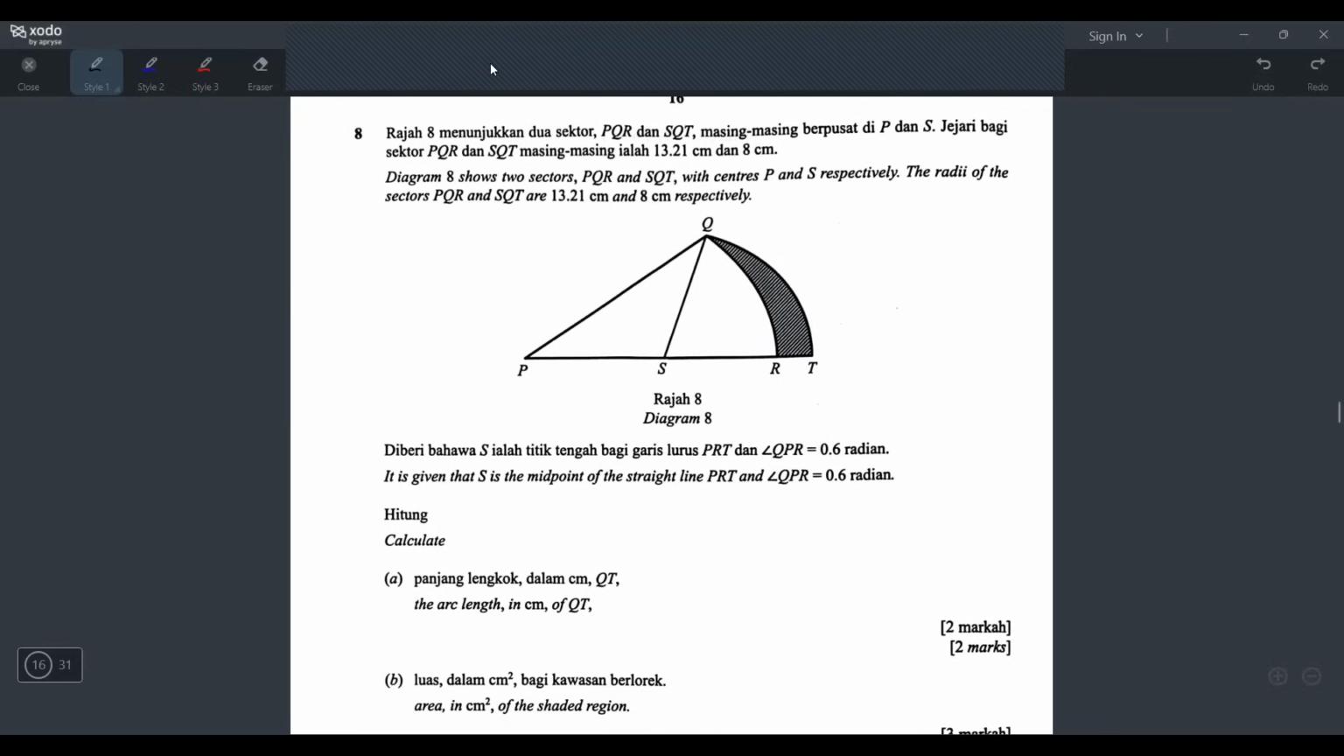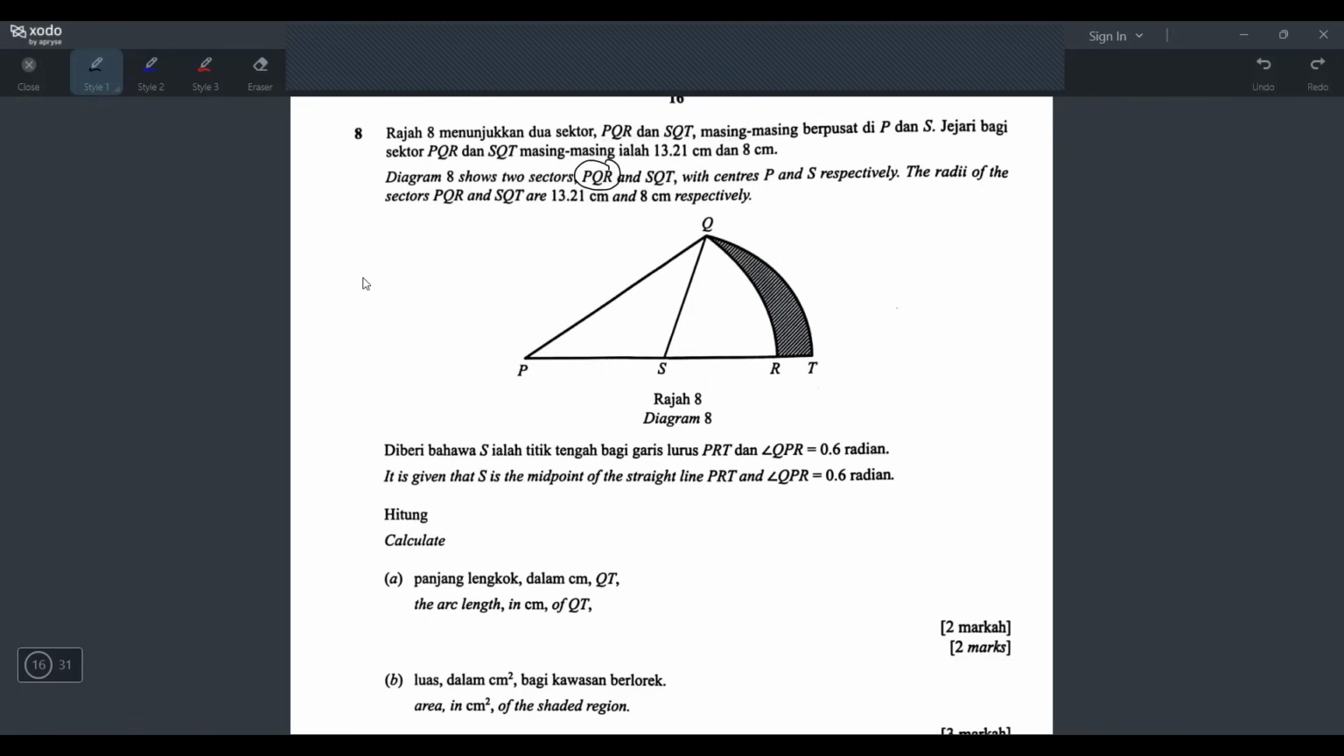Okay, number 8. Just from the diagram, I can already tell this is a circular measure question. Okay, so let's read. Diagram 8 shows two sectors, PQR, SQT. So PQR is a sector, SQT is a sector. What is a sector? A sector is a shape that consists of 3 lines: radius, radius, and arc. And you need to know the radius must be the same length.